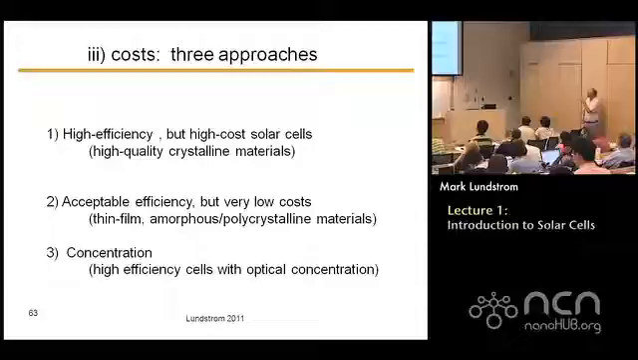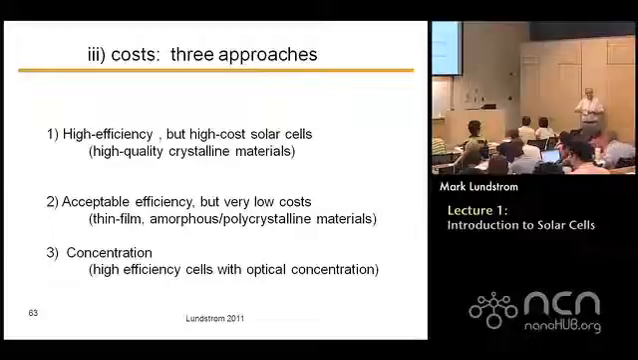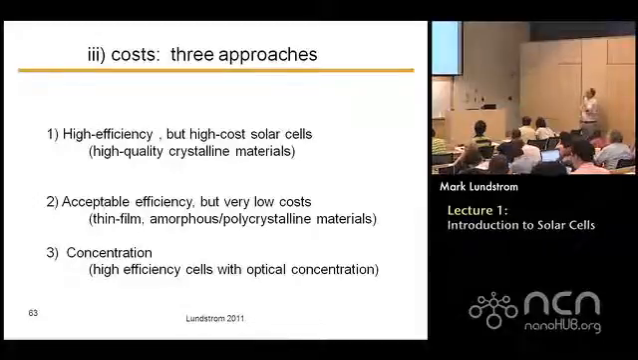A third approach, which is really related to the first, is you could use concentration. The idea there is you spend a lot of money on a very high efficiency small cell, and then you have a very big set of optics to collect lots of solar energy and focus it down on that. So most of your expense is in the optics to focus it down onto a smaller cell that you can afford to make more expensive. So those are the three general approaches.